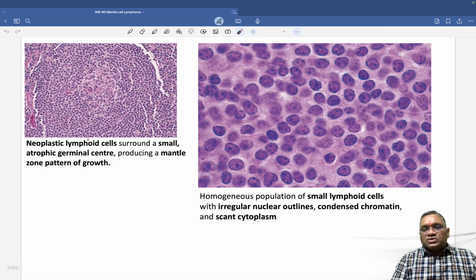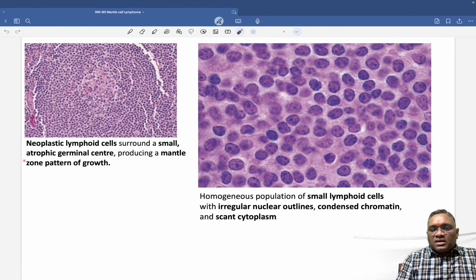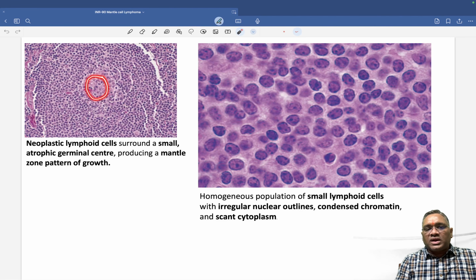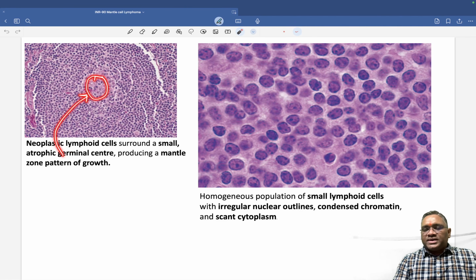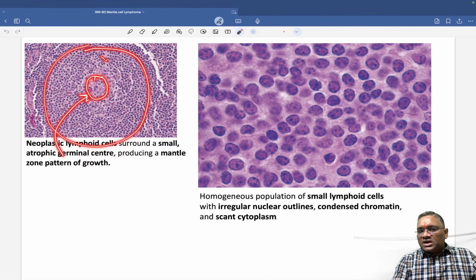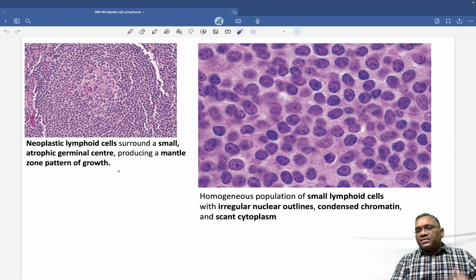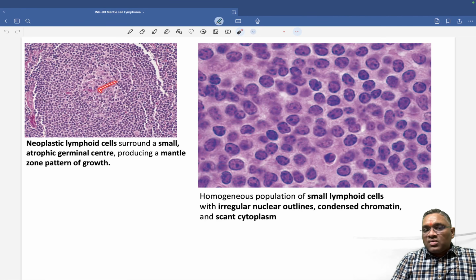When you see the microscopy, you will find neoplastic lymphoid cells surrounding a small atrophic germinal center and producing a mantle zone pattern of growth. Now you can see this is the small atrophic germinal center, and surrounding it you can see all these neoplastic tumor cells from here to here. All the small round tumor cells are neoplastic, and they resemble the mantle zone of the lymph node. That is why it is mantle cell lymphoma.